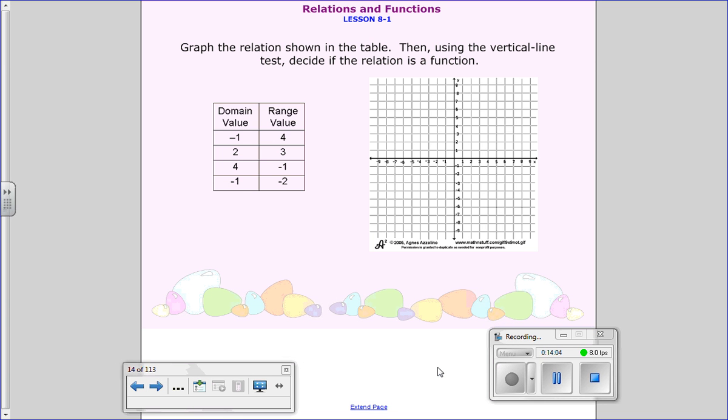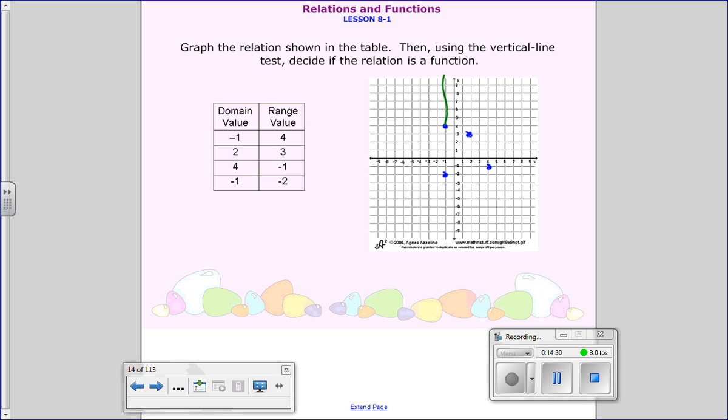All right, so it's my turn to graph them now. So (negative 1, 4), (2, 3), (4, negative 1), and (negative 1, negative 2). So again, now that I have them all graphed, I start, oops, that one was a little off. I'm going to fix that before I actually graph it. So (negative 1, 4), right there. So now I do the vertical line test.